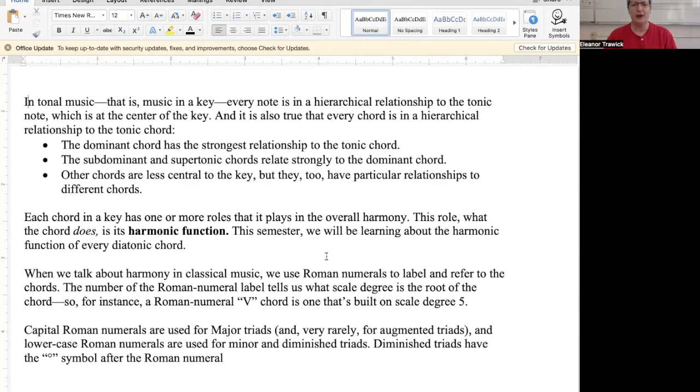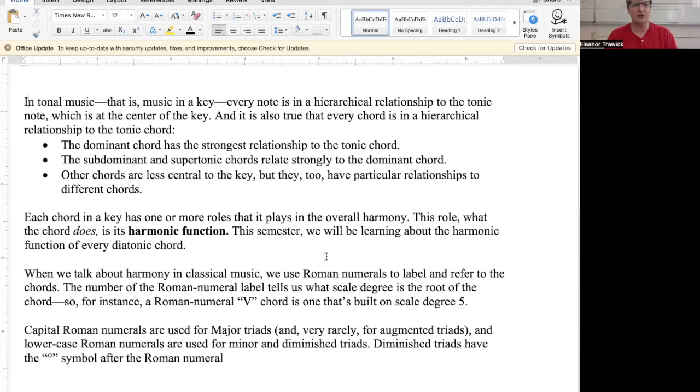And it's also true that every chord is in a hierarchical relationship to the tonic chord. So just like the leading tone note is a note whose tendency is to lead to 1, so it is also true that the dominant triad and also the triad that's built on the leading tone, both of these chords have a tendency to lead to 1. And every chord has a tendency to go in a particular direction, or it is a stable chord that doesn't have any particular resolution tendency.